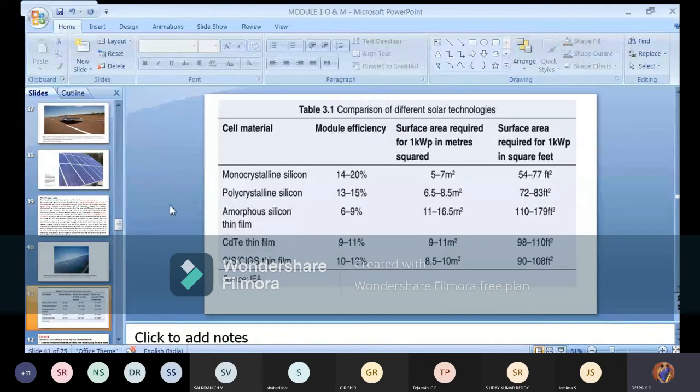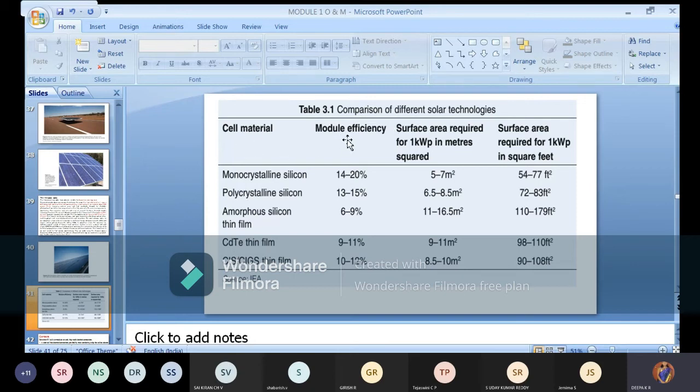Next, we are having a comparison. Please note down this table and mark it as important. Comparison of different solar technology. Don't get confused, different technologies are there. Again, in the future, we have one more comparison table, but normally people will mix up those things. So first we'll see what are the major comparisons.